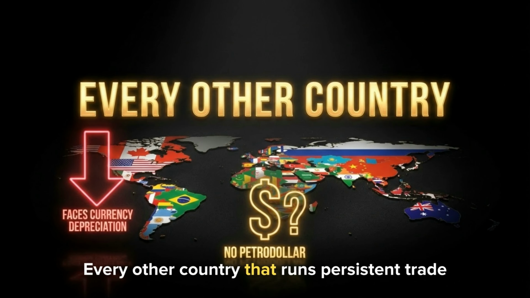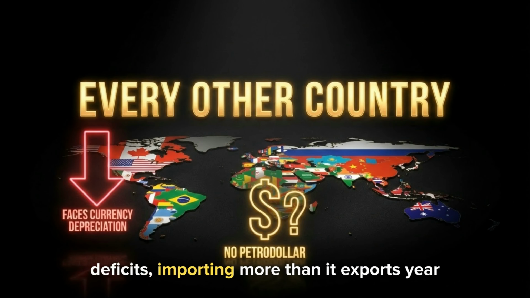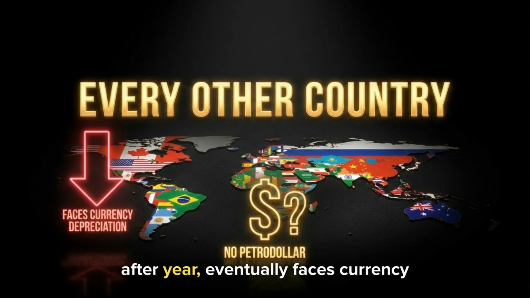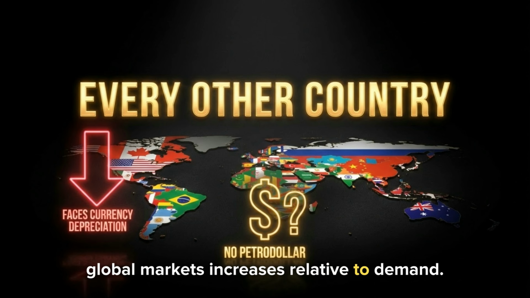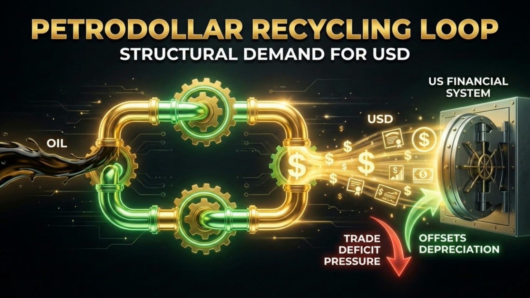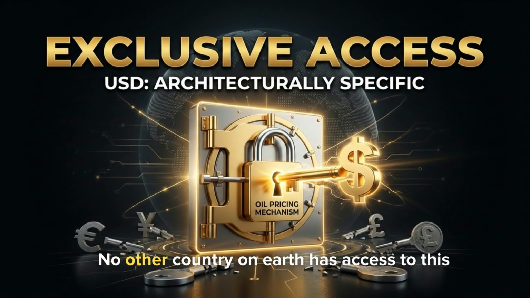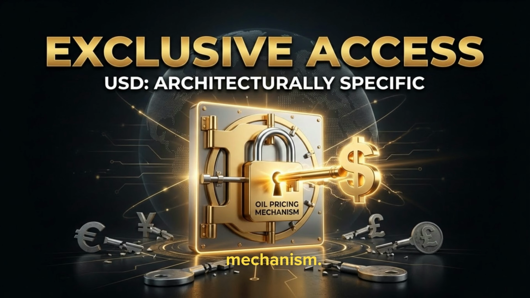Every other country that runs persistent trade deficits, importing more than it exports year after year, eventually faces currency depreciation as the supply of its currency in global markets increases relative to demand. The petrodollar recycling loop creates a structural demand for US dollars and US financial assets that partially offsets the normal currency depreciation pressure from trade deficits. No other country on Earth has access to this mechanism. It is architecturally specific to the currency in which oil is priced.